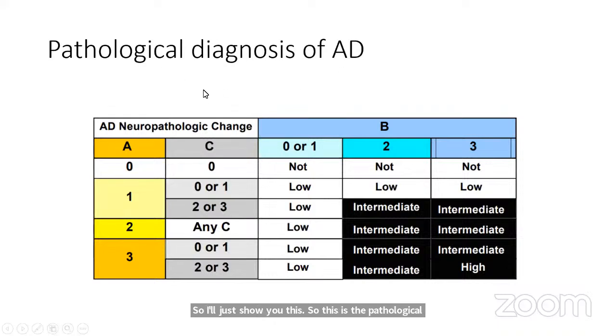It follows the A, B, C classification, where A stands for amyloid, B stands for Braak, which is a classification for the tau distribution in the brain, and C stands for CERAD, which is another method to study the amount of amyloid deposition in the brain. So the higher the degree of amyloid, of CERAD, of Braak, the higher the certainty of Alzheimer's disease.